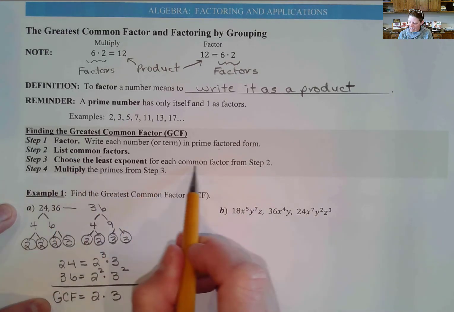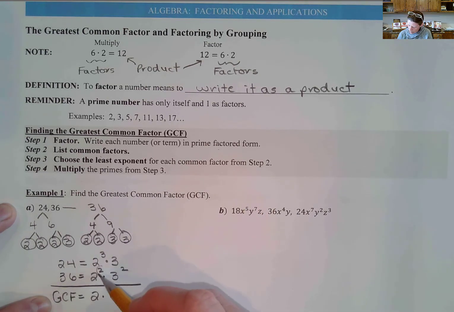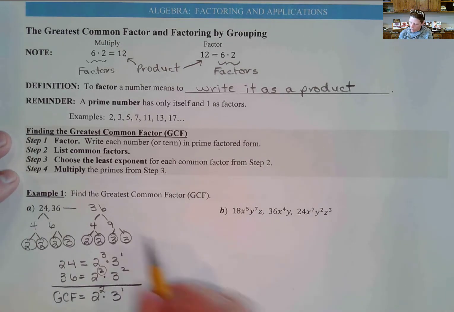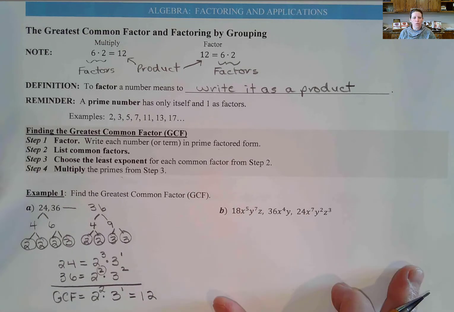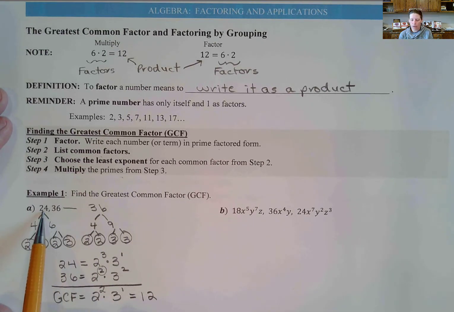Now we'll choose the least exponent for each of these from step 2. As we look at this factor 2, 2 is the least exponent, and 1 is the least exponent for our common factor 3. Now we're just going to multiply these primes from step 3. Our greatest common factor is 2 squared, that is 4, times 3, or 12. Another way that you might find a greatest common factor is to list the factors of 24 and list the factors of 36, and then just identify the largest factor in both lists. And there you would arrive at 12 as well.